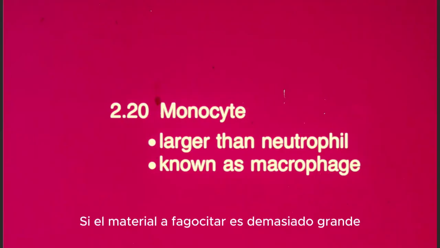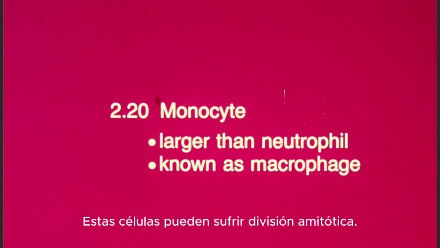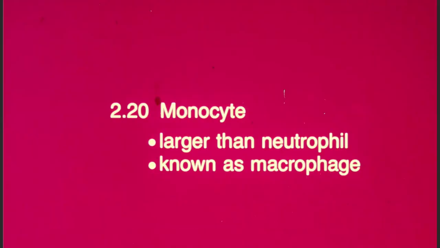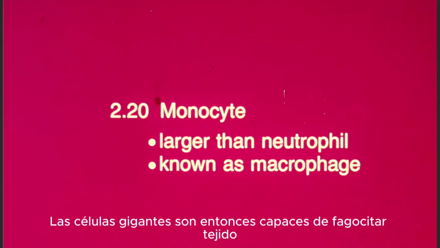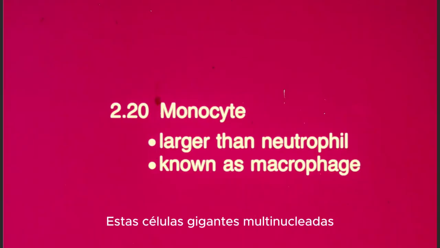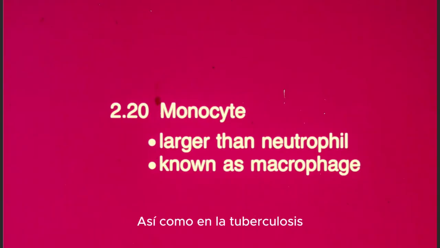If the material to be phagocytized is too large even for the macrophage, these cells can undergo amitotic division. That is, the nucleus divides and the cytoplasm enlarges, resulting in a multinucleated giant cell. These multinucleated giant cells are then capable of phagocytizing tissue that was too large for the macrophage. These multinucleated giant cells are frequently seen in foreign body reactions as well as in tuberculosis.